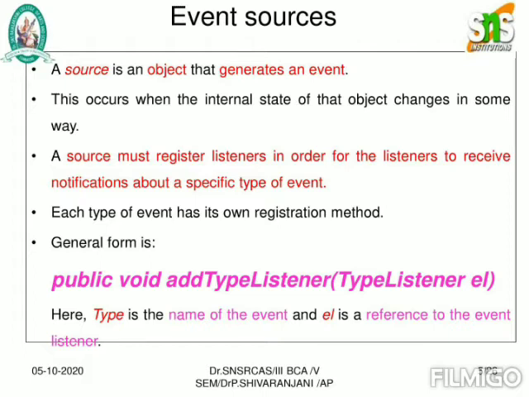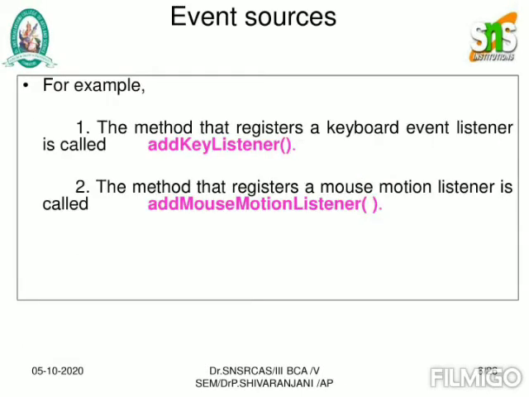The general format of the registration method is public void add Type Listener, and you have to give the type of the listener, that is, Type Listener el. This is the way you define your event registration method. Here the type is nothing but the name of the event, and el is the reference to the particular event listener class.